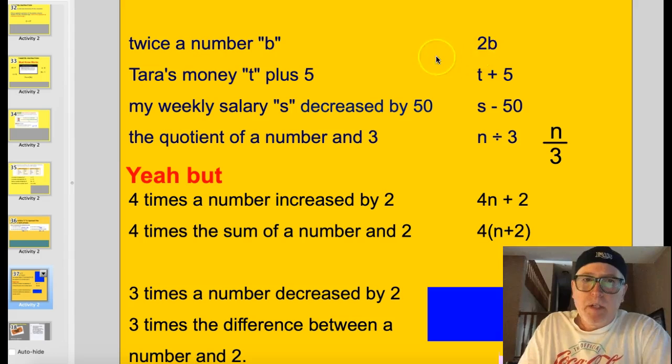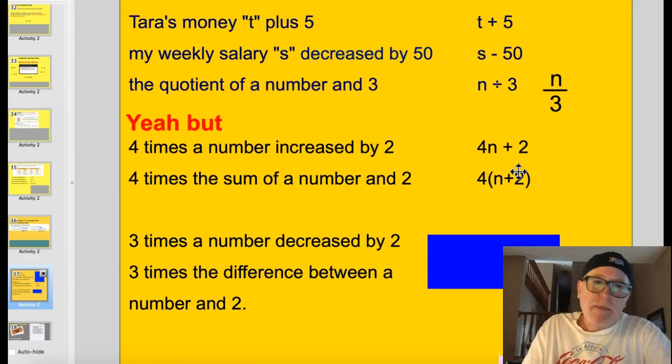See how you did. Twice number B, 2B. Tara's money plus 5, here's Tara's money plus 5, or increased by 5. Weekly salary S decreased by 50, there's the old S minus 50. The quotient of a number and 3, here's n divided by 3. Here's where you'd probably see it written in my room. N divided by 3. I'm trying to train you that these two things here are exactly the same.